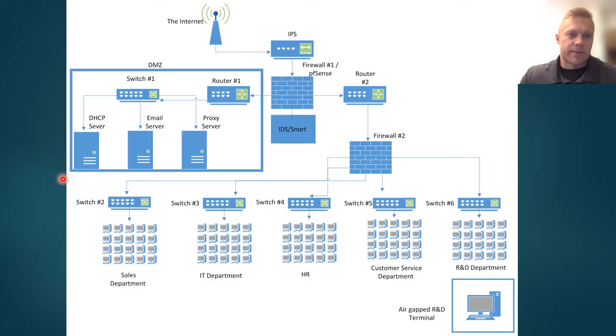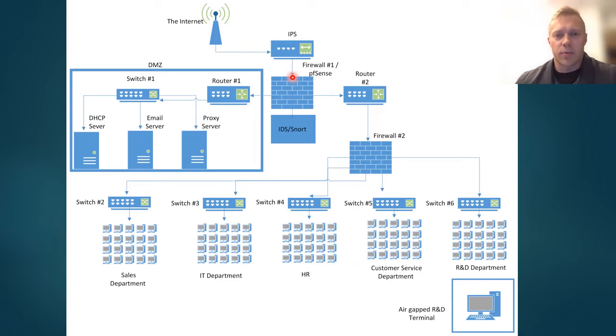Now for our diagram. We're going to start at the top here with the internet and then move our way down. So we have the internet coming in. First it goes to our intrusion prevention system. At this point, any malicious attacks that are known can be filtered through and blocked.